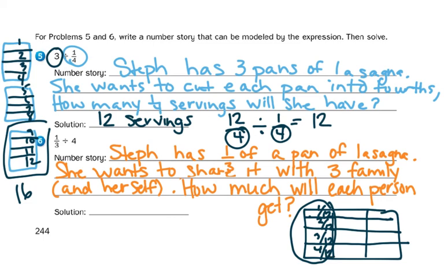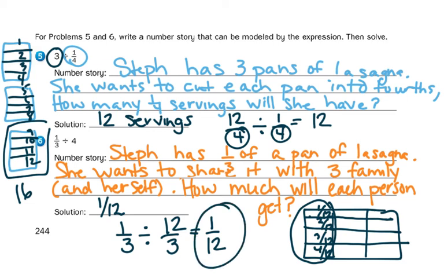How much will each person get? They will get 1/12 of a serving. Actually, it's less than a serving. So here's what I did. I took 1/3 and divided it by 4. Now I changed 4 so that I had a denominator of 3. 3 times 4 would be 12. 12/3 is the same as 4 wholes. Now I just divide. 1 divided by 12 gives me 1/12. It still was in thirds. That hasn't changed. 1/12. We'll continue to work on this because this is a new skill for us.